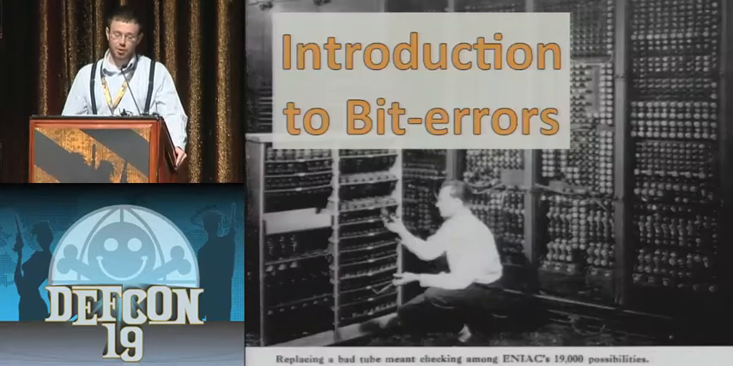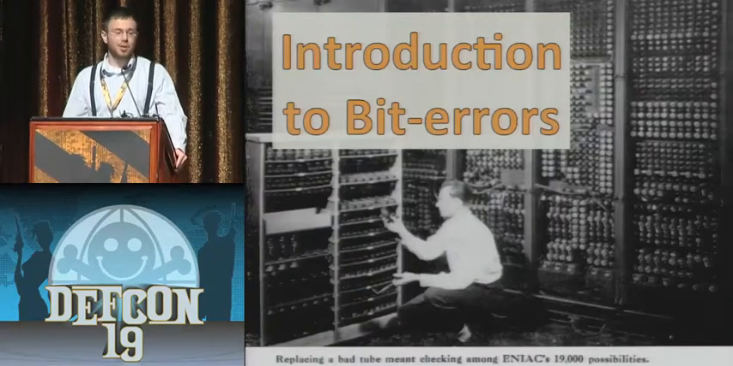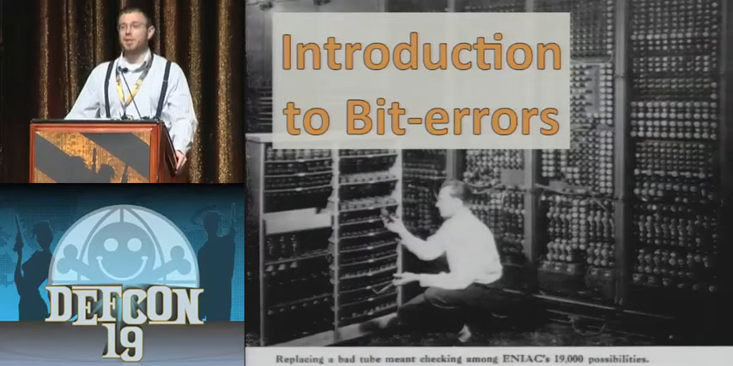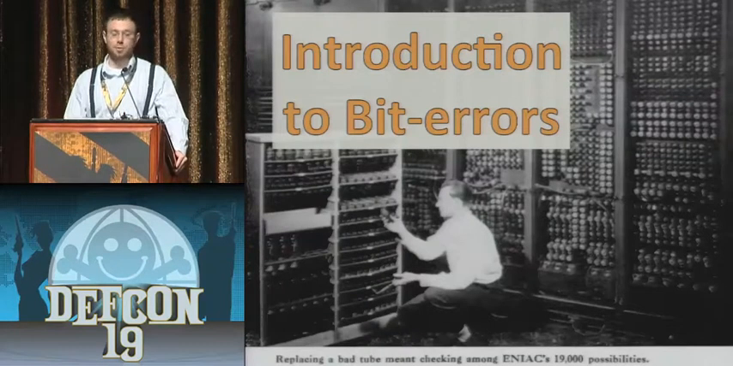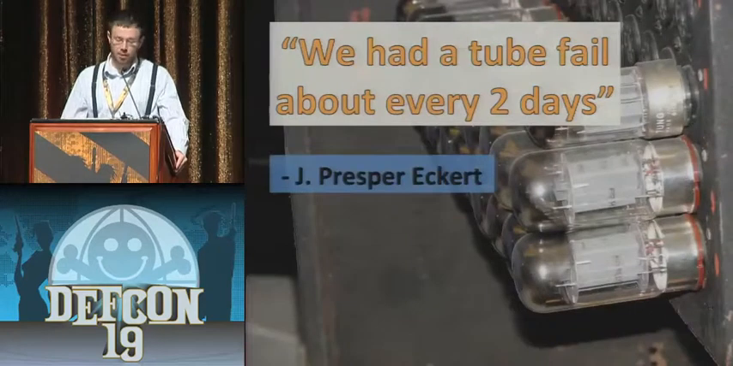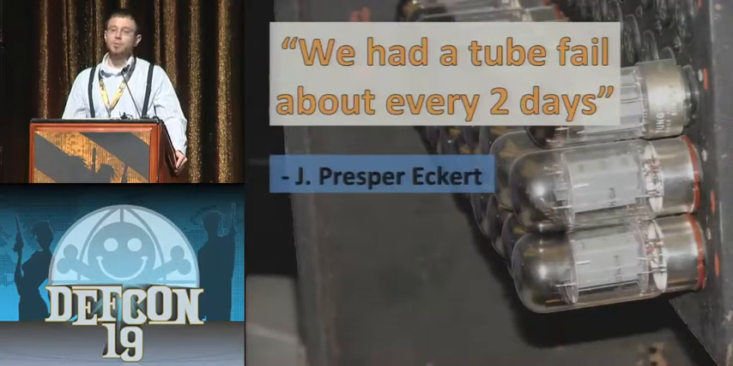Let's go through an introduction. I don't know if you all can tell what this man is doing, but he's actually working on the ENIAC. And what he's doing is replacing a vacuum tube. The ENIAC was made before modern transistor technology, and it used vacuum tubes for memory storage and computation. These vacuum tubes failed, and they failed a lot. Whenever one of these tubes would fail, the machine would either give incorrect answers, or it would stop working at all. These were the first examples of bit errors, and they've been with us for a very long time.